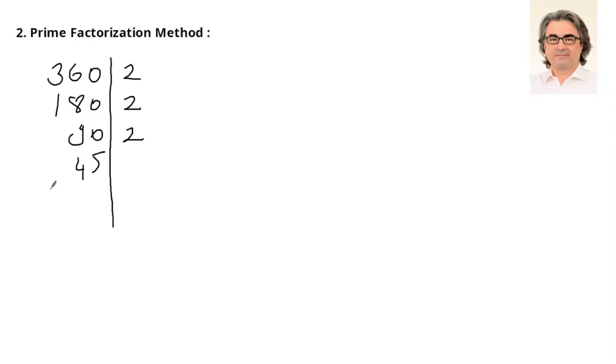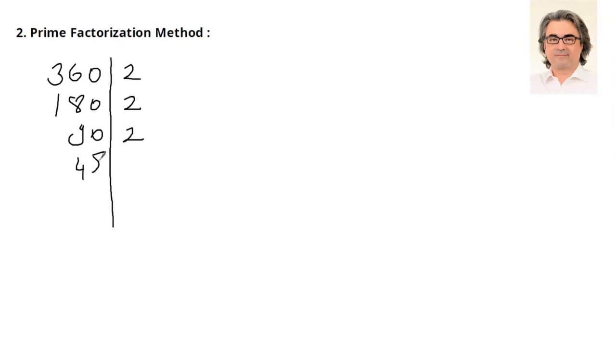Now, after 3 2's, I divided 360 three times by 2, 2 over 2 over 2. Now I reach 45 by dividing. And 45 is an odd number, so it's not divisible by 2. After 2, I should continue with the next smallest prime number, 3.